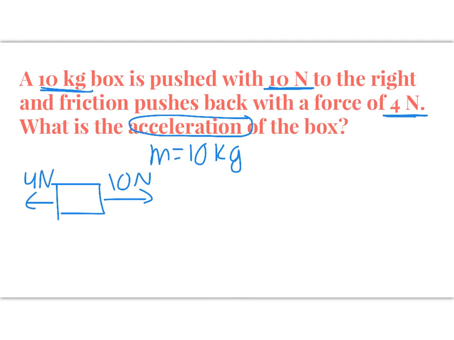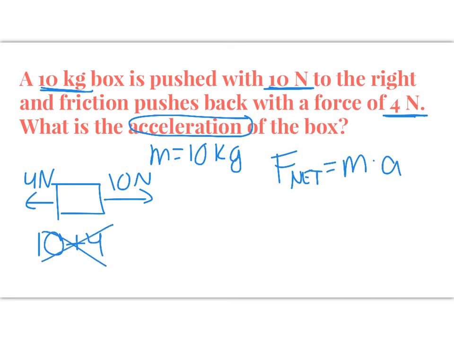Now, I know that this is accelerating, so I need to use net force is equal to mass times acceleration. Now, what's my net force? I cannot add these two together, so this is not correct. Why can't I add these two together? Well, 10 newtons is going to the right, positive, and 4 newtons is going to the left, negative. So instead, I'm going to have 10 minus 4, which will give me a net force of 6 newtons.